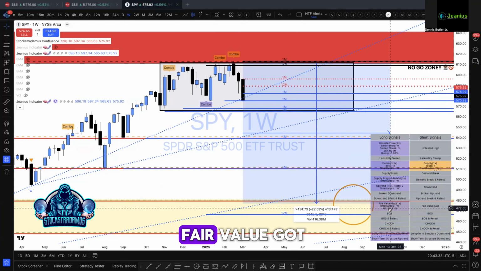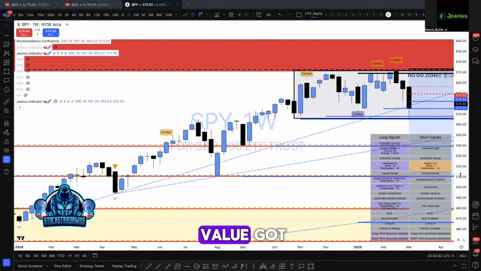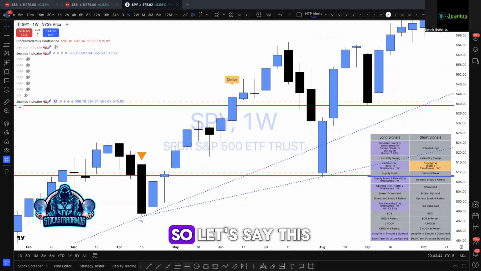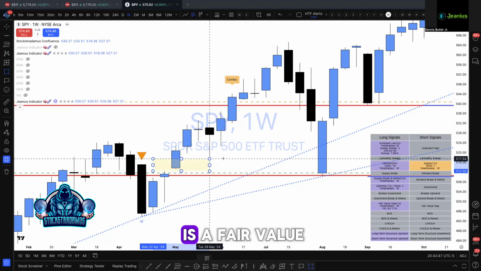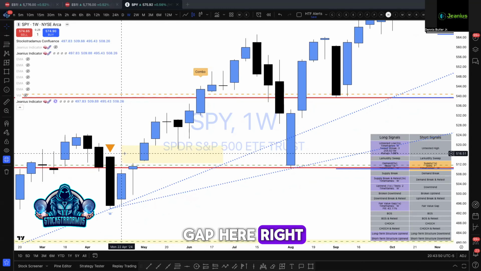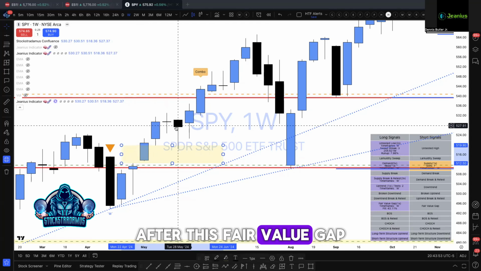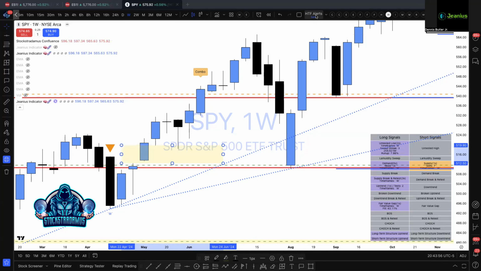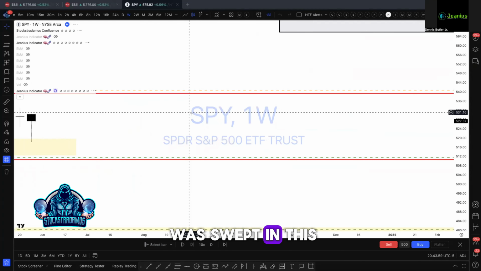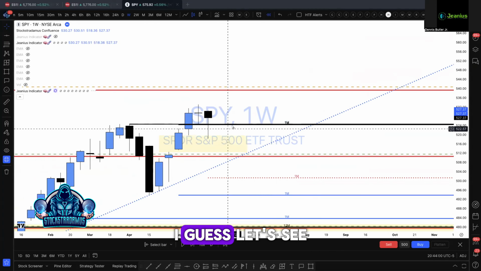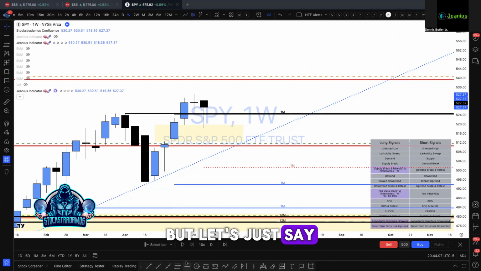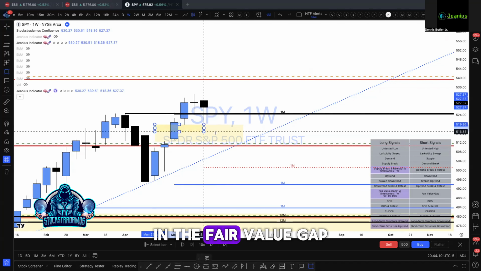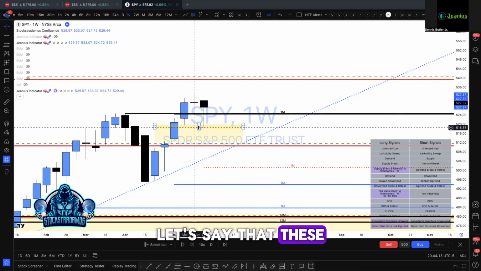So let's say price fills 25% of a fair value gap, not even 100% of it. Let's say right here, this is a fair value gap. After this fair value gap, price touched at this point here. Let's see how much was picked up in this fair value gap. 19%. So this wasn't even 25%. But let's just say that at this point in the fair value gap, these were the highest orders.